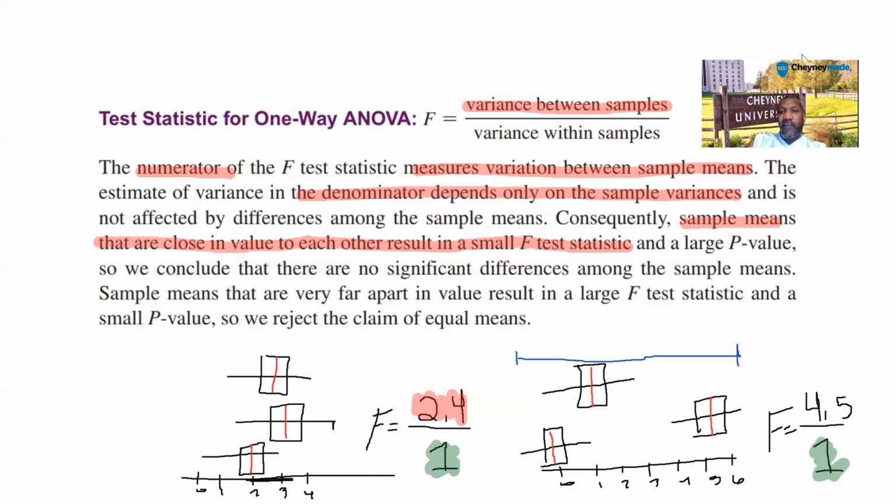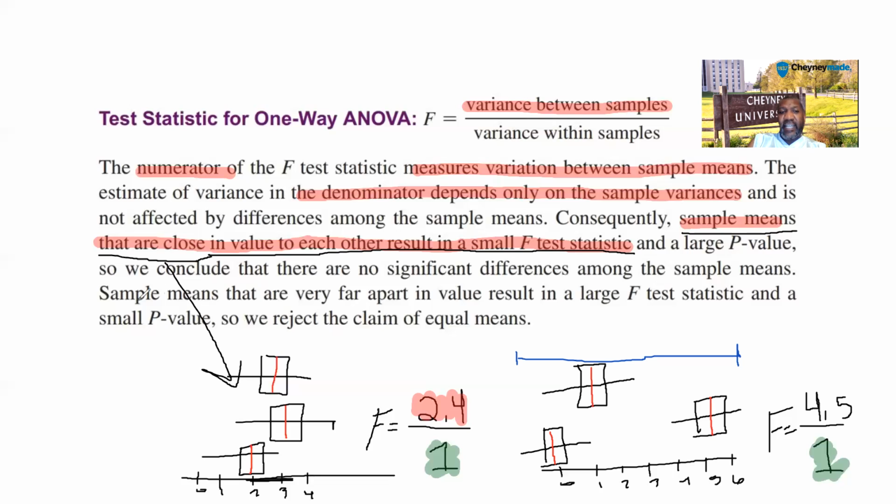And that's the reason why I went into this conversation, right? It's saying small sample means that are close in value, like these, result in a small F statistic. That's small. Small is relative, right? Forget about the large p-value, right? So we conclude there's no significant difference, and so on. Let's go on to what the next one says.